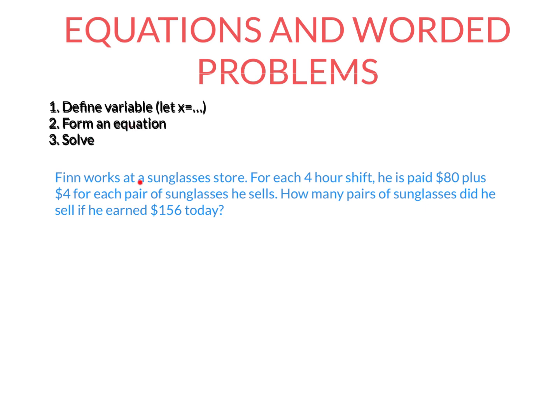So let's look at this question here. Finn works at a sunglasses store. For each 4-hour shift, he's paid $80 plus $4 for each pair of sunglasses he sells. And we want to know how many pairs of sunglasses he sells in order to earn $156. So a lot of people always struggle. Where do I start with this? You always start by letting x, so write it out: let x equal the thing you're trying to find. We want to find how many pairs of sunglasses, so that's exactly what we let x equal. We let x equal the number of pairs of sunglasses. So that's step one done.